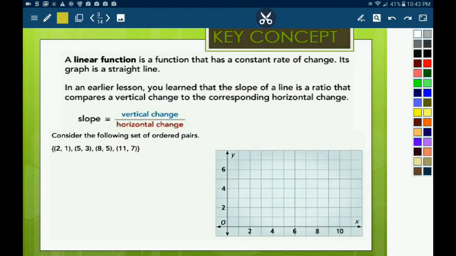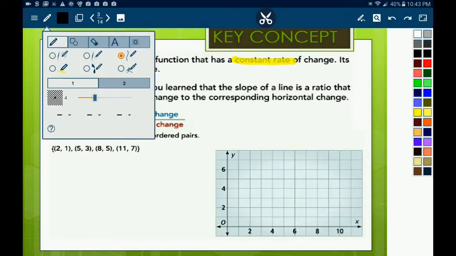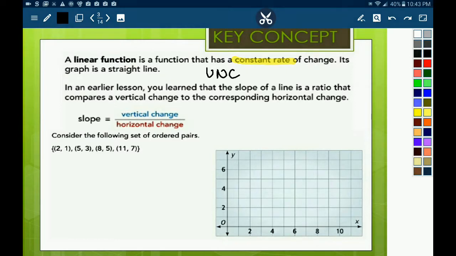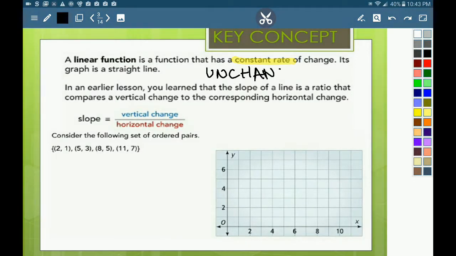So let's look at the key idea here. A linear function is a function that has a constant rate of change. What that means is it is unchanging. Okay, so I'm going to write that right below the word constant, unchanging. Because we've seen in the past that we can calculate rate of change from different points on the graph. So if you notice that the rate of change is staying the same or is unchanging, we know it's linear.